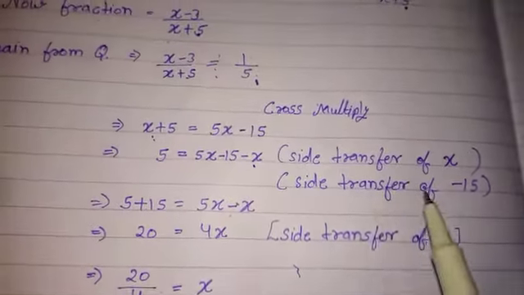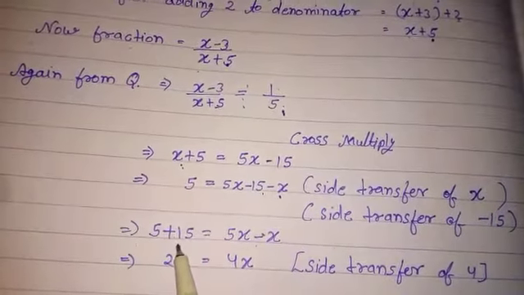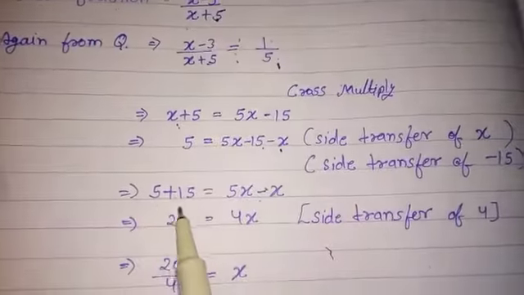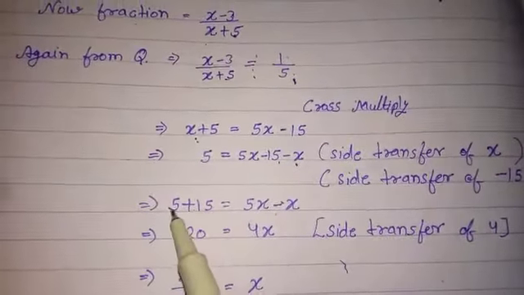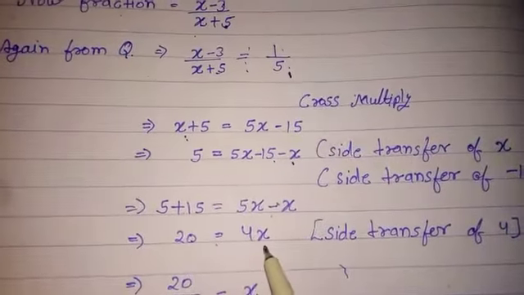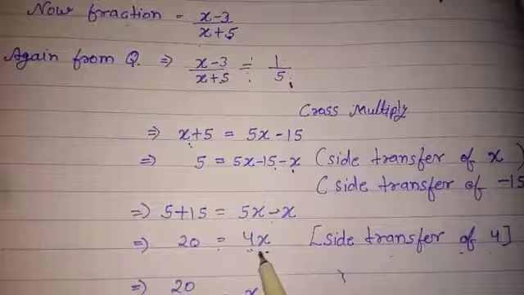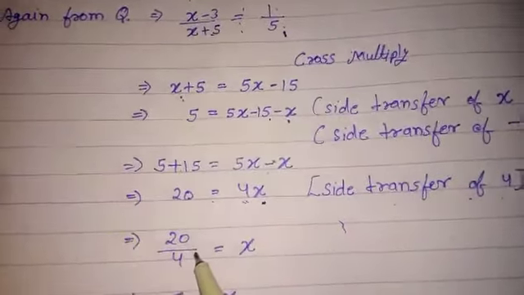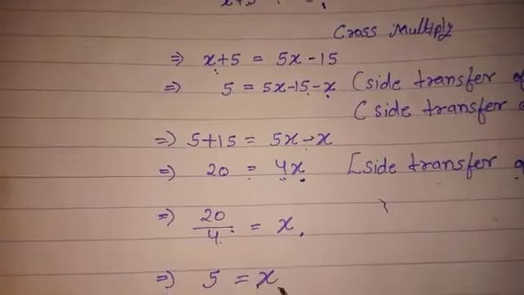Then after we have to side transfer minus 15. So minus 15 will go to this side as plus 15. So 5 plus 15 is equal to 5x minus x. Now 15 plus 5 is 20, equal to 4x. Now side transfer of 4. So 4 and x are in multiplication, so it will go in division. So 20 divided by 4 is equal to x. So 5 is equal to x.